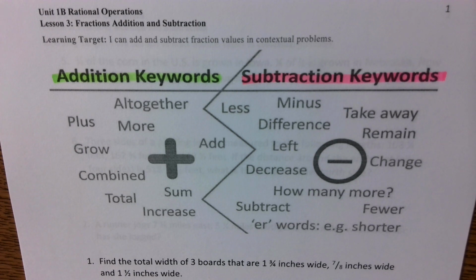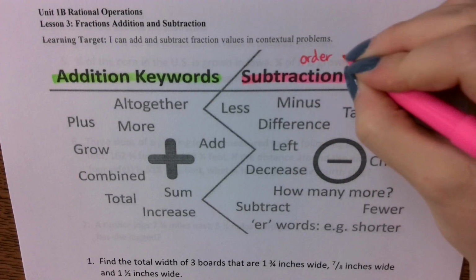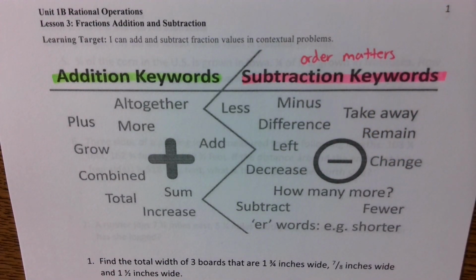Please make sure that you also keep in mind that when you are subtracting, the order matters. The order that you subtract does matter. So you want to make sure that you understand that. For subtraction, order matters. Go ahead and put that down. If I were to say 5 minus 2 versus 2 minus 5, that's a difference. 5 minus 2 gives me a positive value, but 2 minus 5 gives me a negative value.